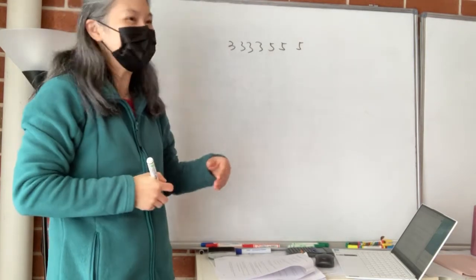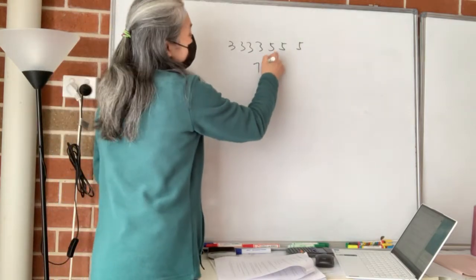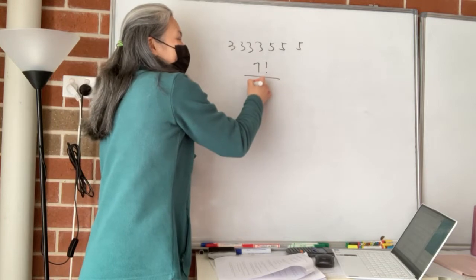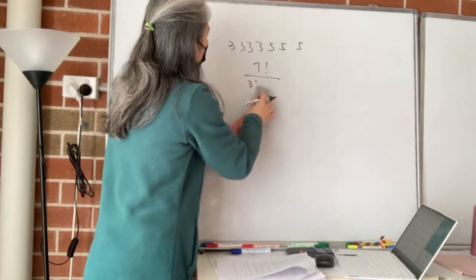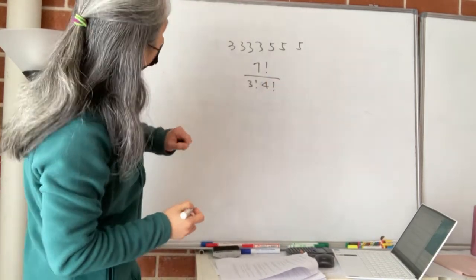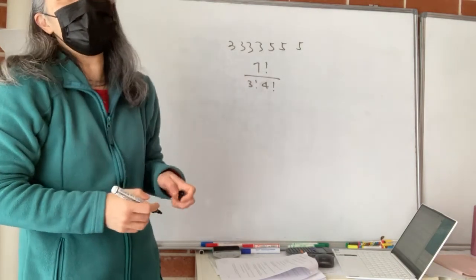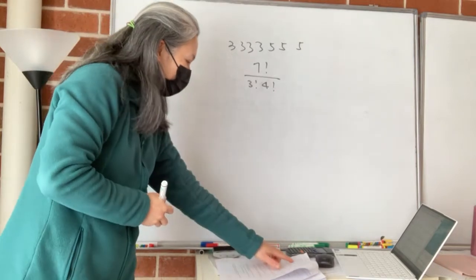How many can you arrange? How many letters are there? 7 factorial. There are repeats, so divide by the repeats. This one is a 5, this one is a 4. Normally we have letters, but this one is just a number.